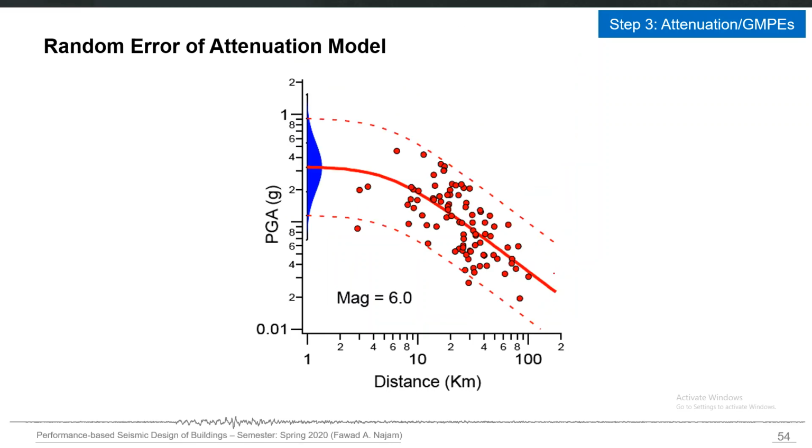This is about the random error in the attenuation model. You can see here that the dots come from the actual data, and the red line is the mean value of the ground motion prediction equation. So this is the mean, but obviously the data used to come up with this mean line will be above and below also, and that will have the Gaussian probability distribution. So this error is captured through the epsilon term in the GMP. The epsilon value is basically the random error in your GMP.